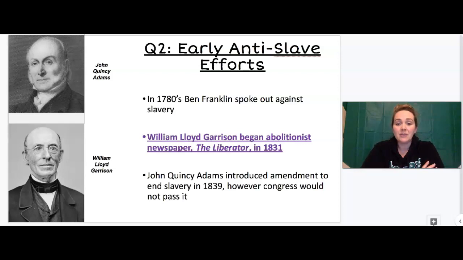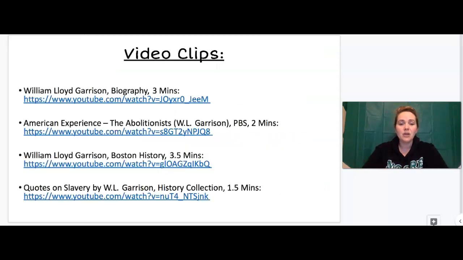Okay, so there's some examples of early anti-slave efforts. Go ahead and put a question on the left-hand side. If you're not ready, push pause because here we go. Draw a line underneath everything you just wrote all the way across your page.